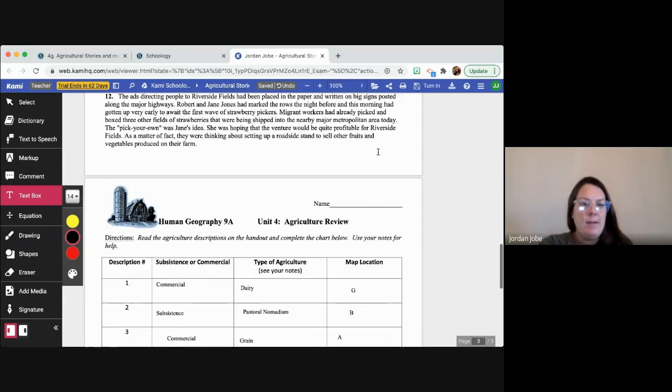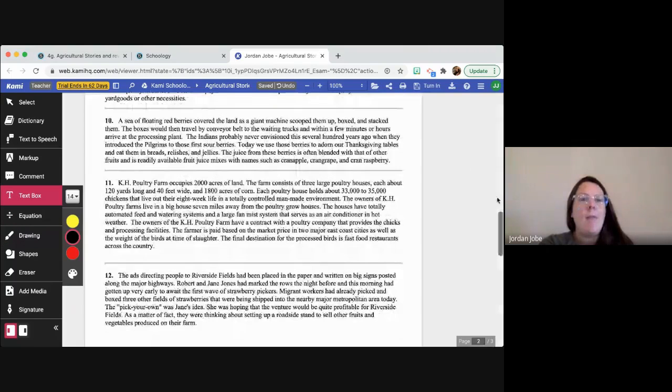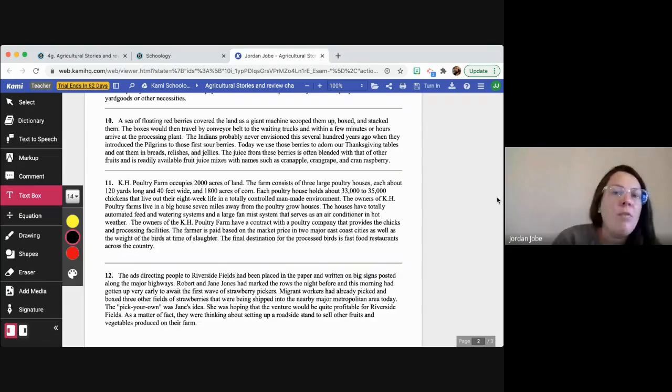So number 10. A sea of floating red berries covered the land as a giant machine scooped them up, boxed, and stacked them. The boxes would then travel by conveyor belt to the waiting trucks and within a few minutes or hours arrive at a processing plant. The Indians probably never envisioned this several hundred years ago when they introduced the Pilgrims to those first sour berries. Today we use those berries to adorn our Thanksgiving tables and eat them in breads, relishes, and jellies. The juice from these berries is often blended with that of other fruits and is readily available in fruit juice mixes with names such as cran apple, cran grape, and cran raspberry.